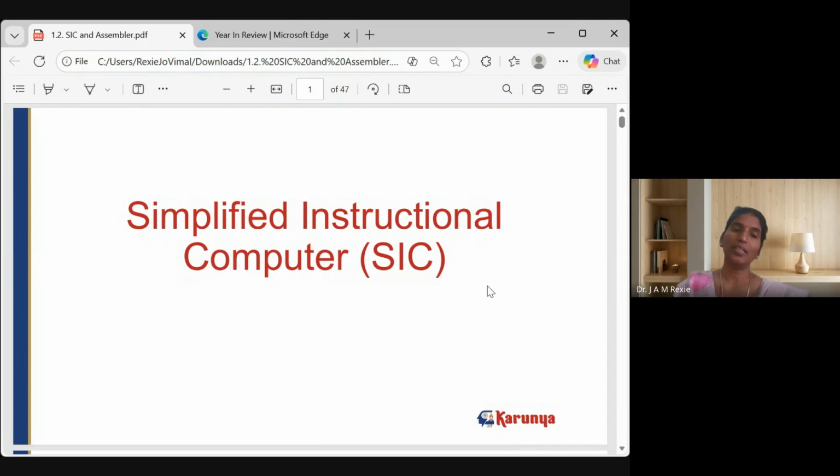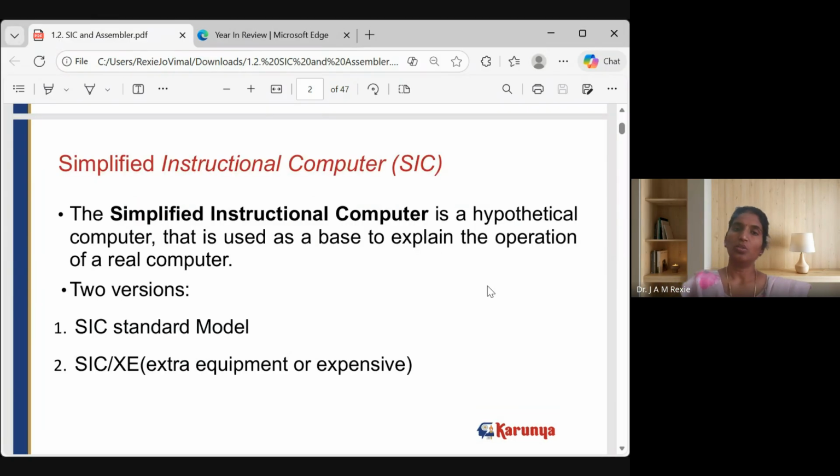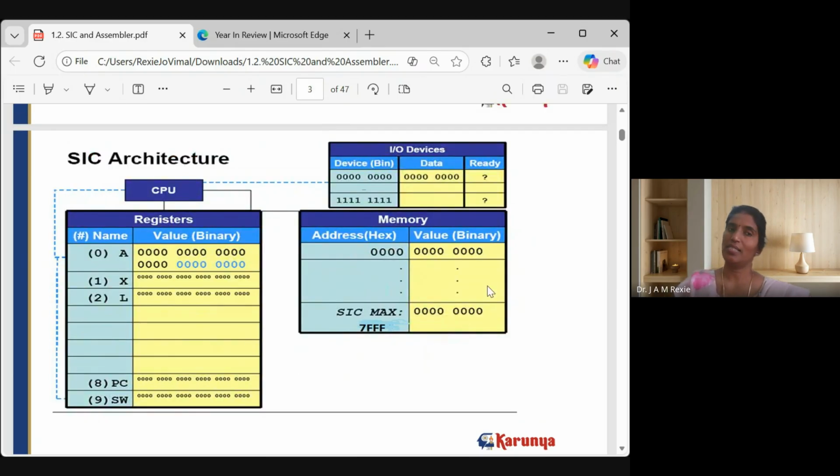Let us see an introduction to the simplified instructional computer. So it's a hypothetical computer. It's used to explain the operation of the real computer. So it's a simulation only. We are not going to have an exact one. In this, we are having two versions. One is the SIC standard model and the other is SIC/XE. We are going to consider the SIC standard model.